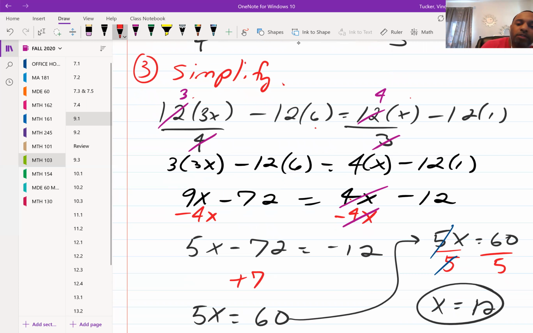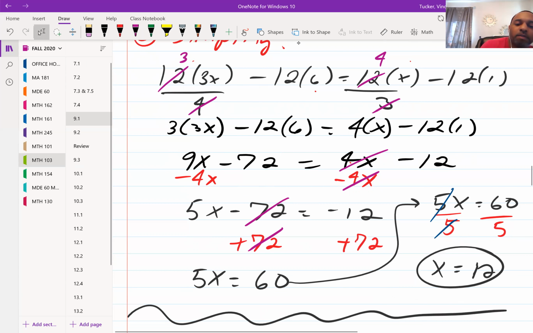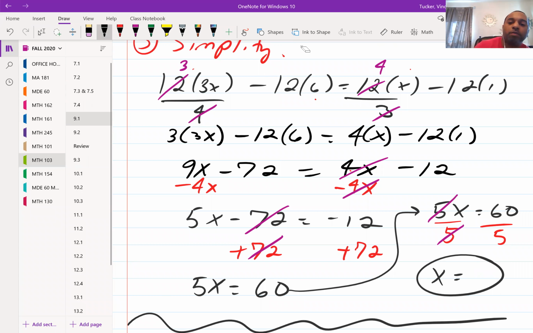Then I can add 72 to both sides. The 72's cancel on the left, and that will leave me with 5x equal to 60. Then we can divide both sides by 5. And that'll leave us with 12 as a solution.